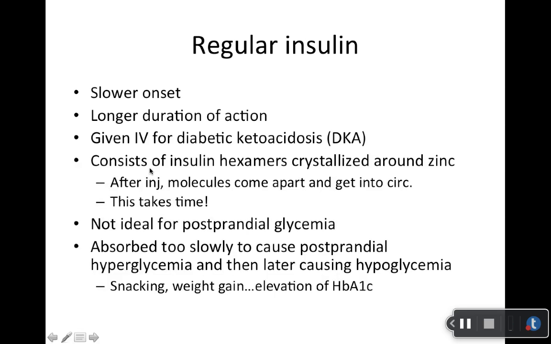But anyways, that's all this is saying. This is going to be your drug of choice, or insulin of choice rather, if a person has DKA. So you'll be seeing this given IV in a hospital situation.